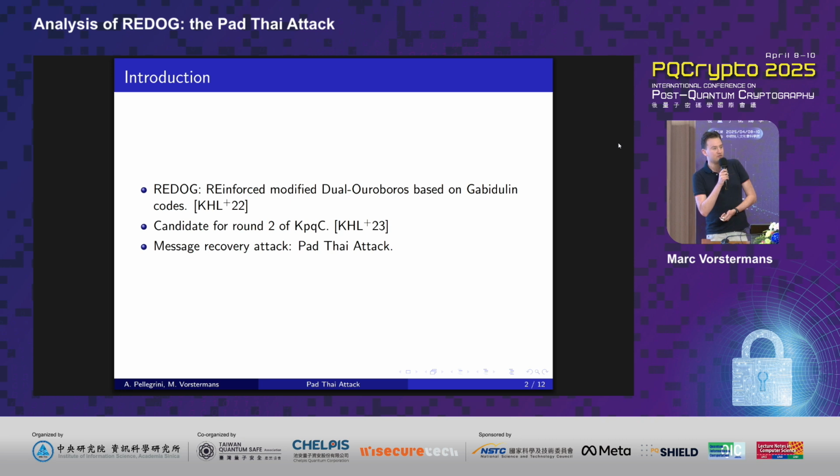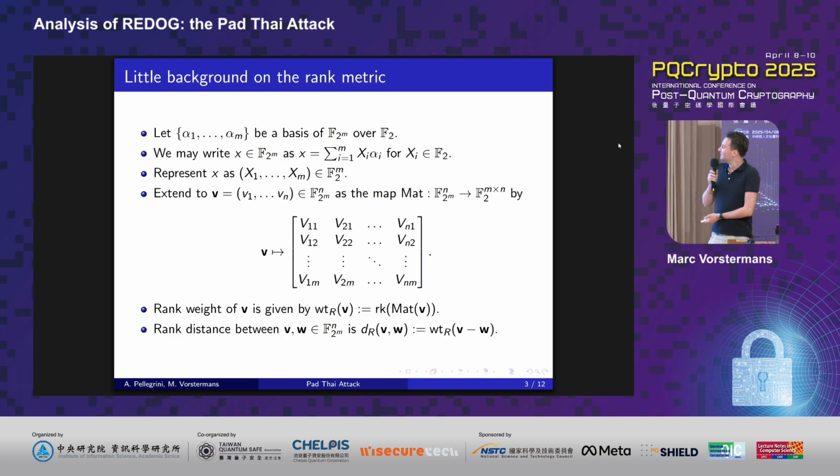The motivation for us to look at this scheme was that it was a candidate in the KpqC, the Korean Post-Quantum Cryptography competition, that Monica also mentioned in her talk yesterday. When we were working on this attack, it was actually Alex that was responsible for the cryptanalysis part, and I was mainly looking into the security proof of REDOG. But at some point, Alex came up to me and said, I'm pretty confident that I have an idea to not break the scheme, but to attack it. I joined his side, and eventually we came up with the Pad Thai attack.